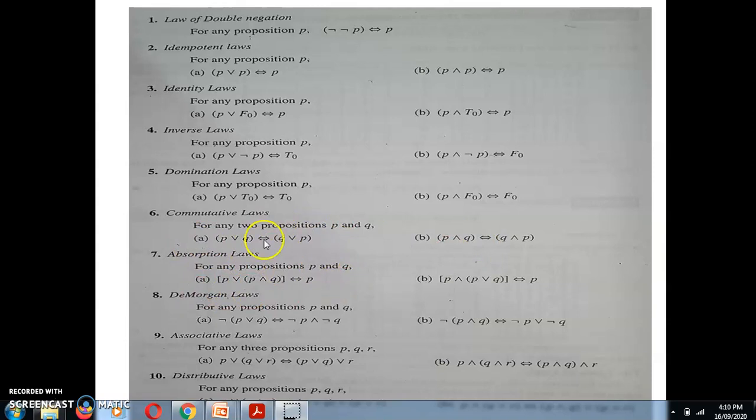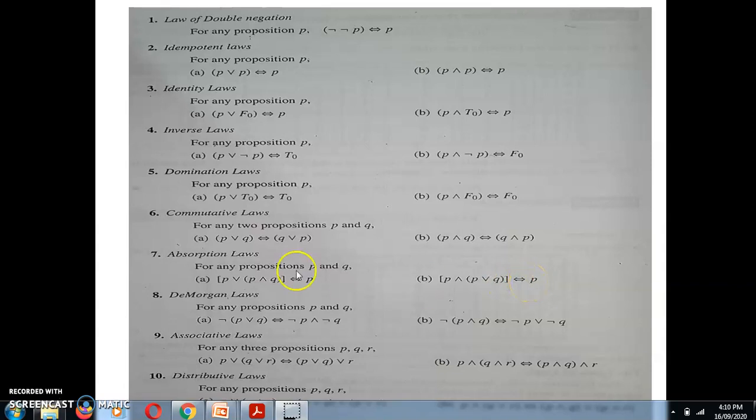Okay? And this is the most important law, the absorption law. What is this absorption law? P or (p and q), and p and (p or q). So for any propositions p and q, p or (p and q) is equivalent to p itself. Okay, so this is to be remembered. P or (p and q) is equivalent to p itself, and p and (p or q) is equivalent to p itself.